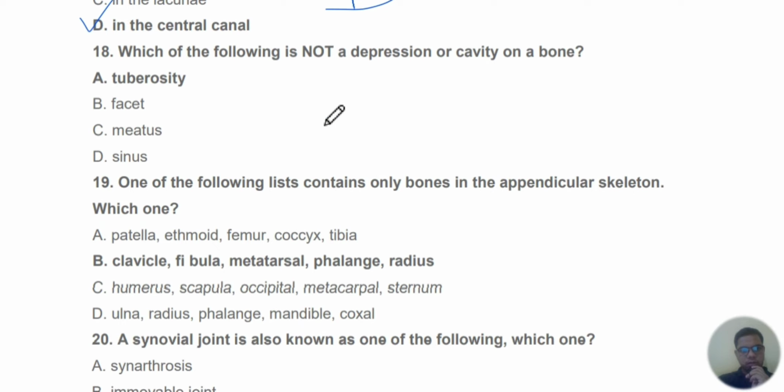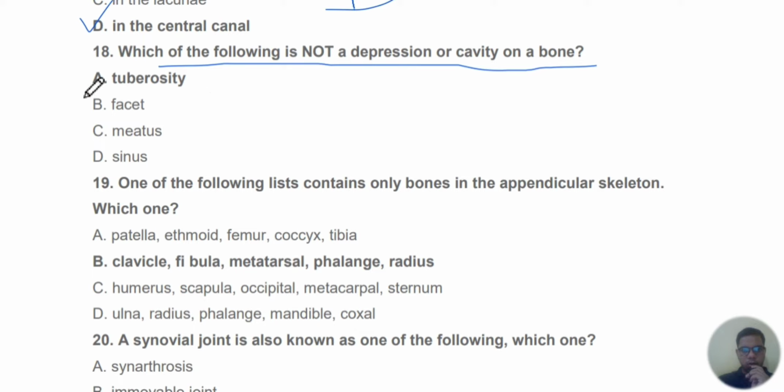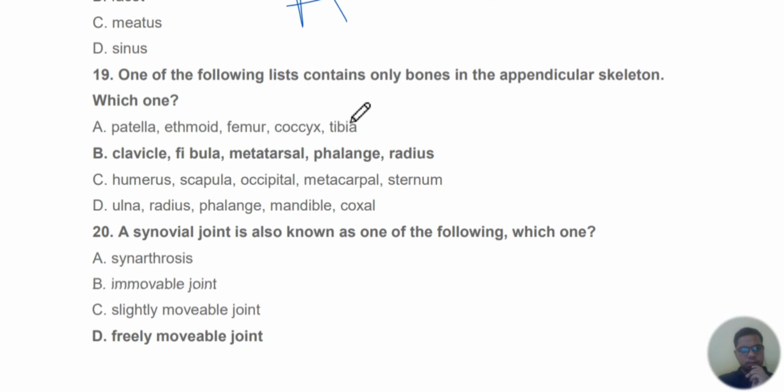Next is 18 question number. Which of the following is not a depression or cavity on a bone? The answer is A, tuberosity.